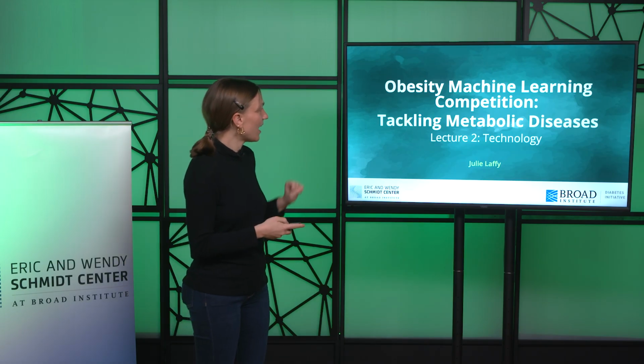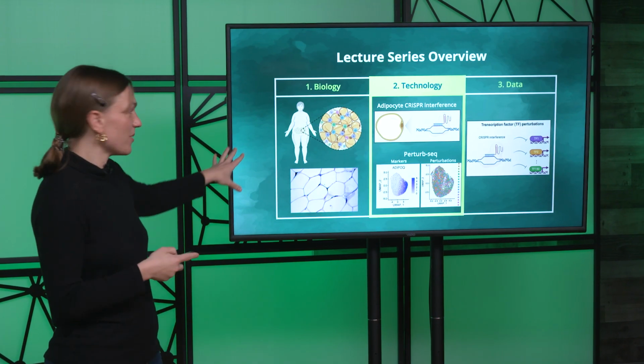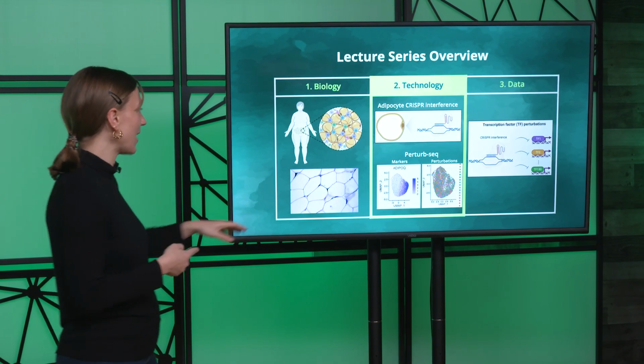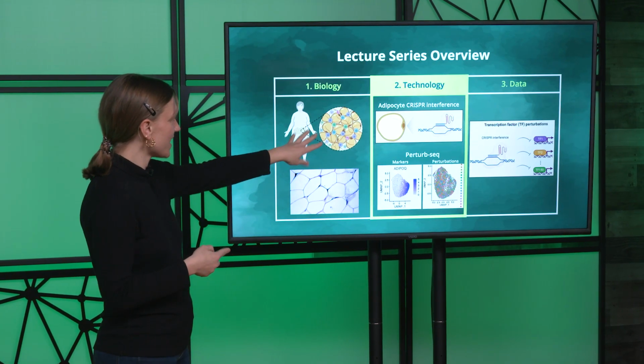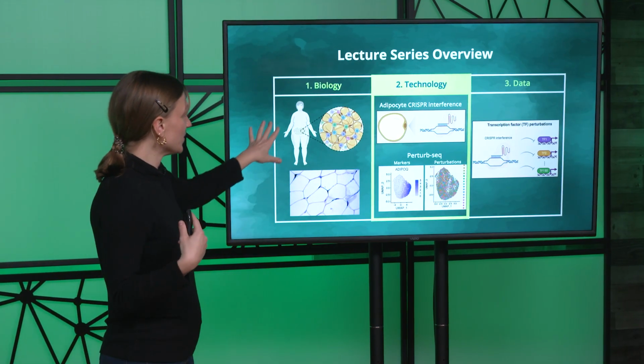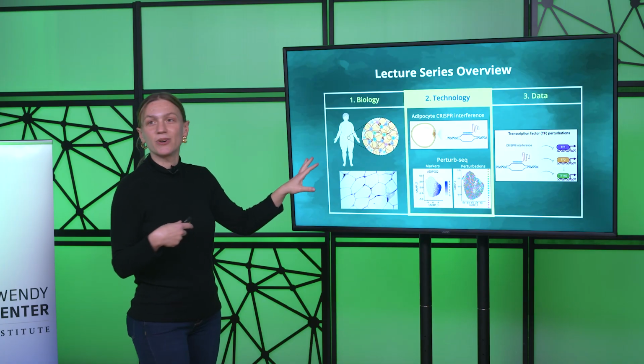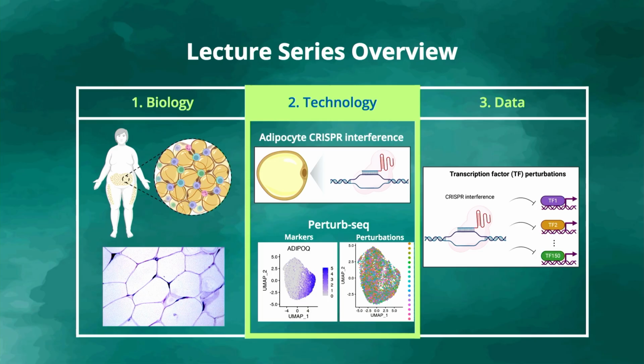In this lecture, we'll be talking about technology. In the first lecture, you will have heard from Tiago and learned about adipose tissue and the adipocyte cells that make up this tissue, and also how when things go wrong, this can lead to metabolic diseases like obesity. In this lecture, we'll be talking about 2 revolutionary technologies that will allow us to both probe and profile individual adipocyte cells so that we can better understand how, when they go wrong, this can lead to obesity.